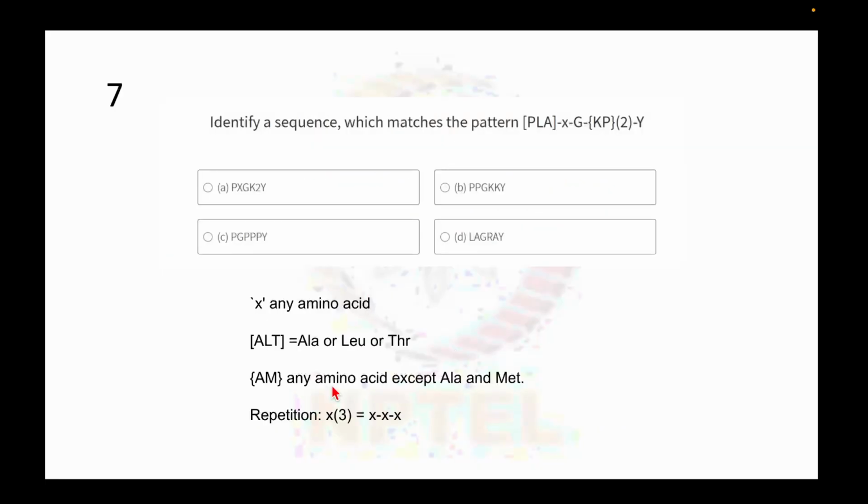As I mentioned here, the square brackets tell any one of P, L, A. So either in the first place P should be there, L should be there, or A should be there. X means any amino acid in the second position. The third position is by default given as G. The curly braces tell that except K and P, any other amino acids could appear in the fourth as well as the fifth position, because the repetition symbol 2 has been given. And the final position is Y. Of these conditions, the one which is satisfied is option D.